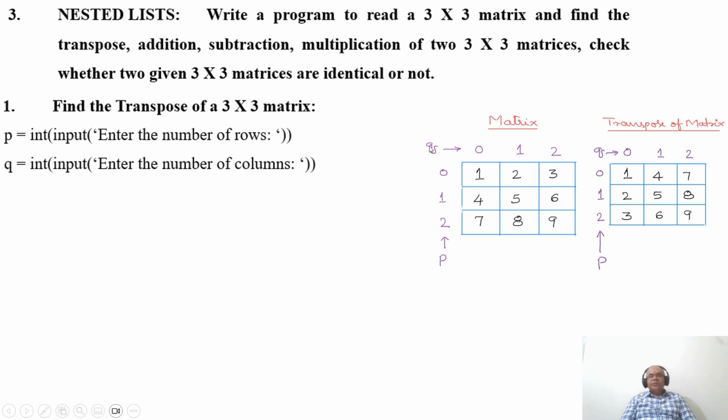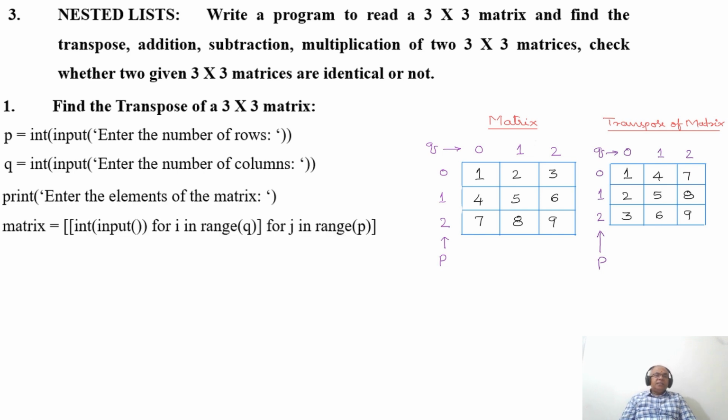So Q is the column, that is 0, 1, 2, and P is the row, 0, 1, 2. So it is a 3x3 matrix, or P cross Q. Now I need to enter the elements, so I need to take user input. For that we use the print statement: enter the elements of the matrix.